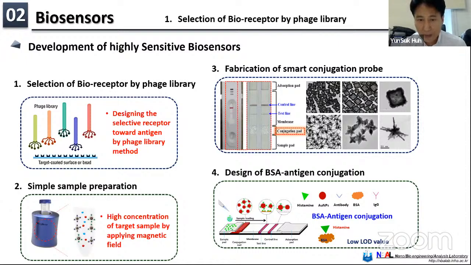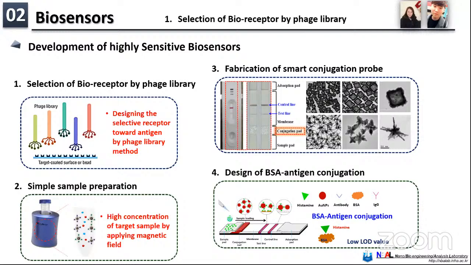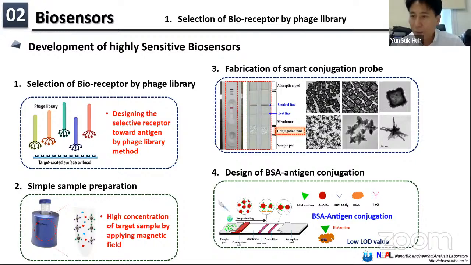So finally, we have to compactly integrate all of the functions in one strip. In a single sensing strip, we have to put in several steps. This is one example operating from the sample preparation to obtaining the signal. This slide shows the lateral flow assay. Previously I told you that is a pregnancy sensing strip, exactly the same thing.